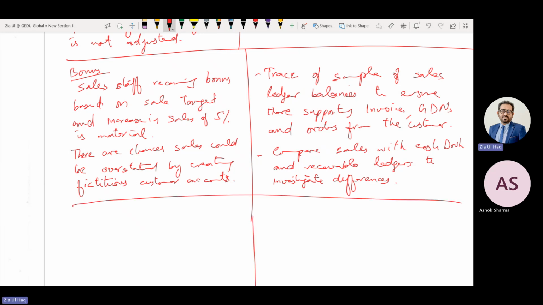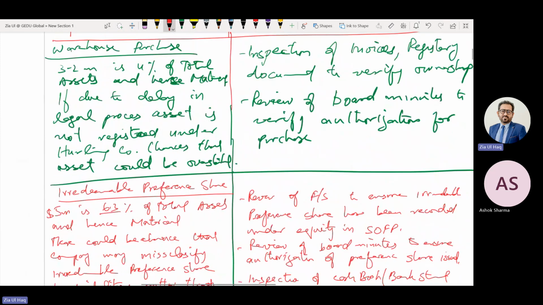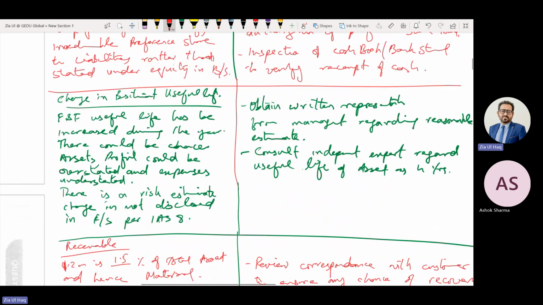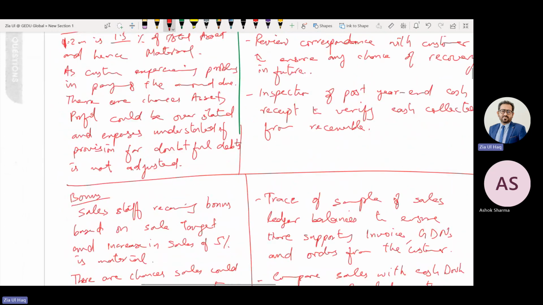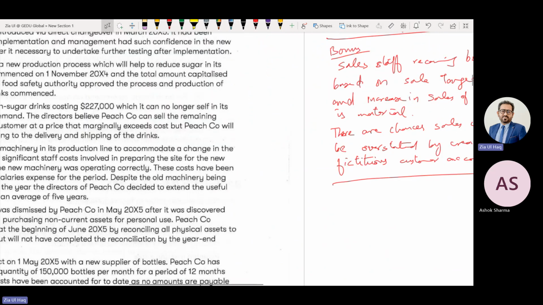Six, two more. So we have written on website cost, warehouse purchase, irredeemable preference shares, change in estimate, receivable, bonus. Let's move forward.